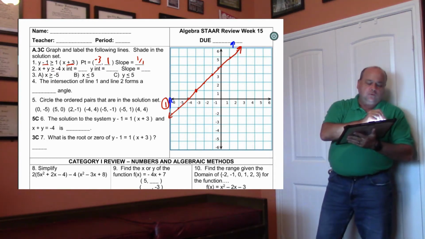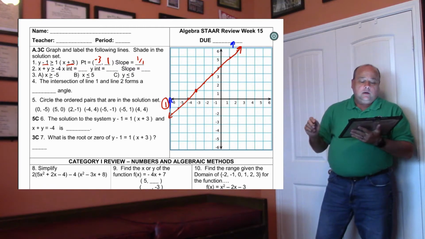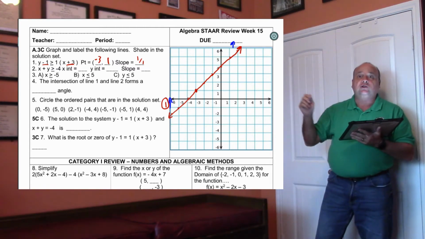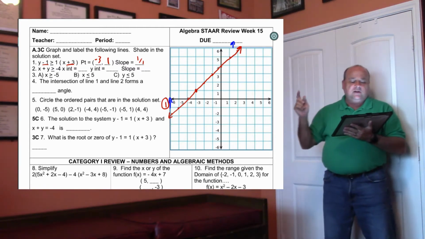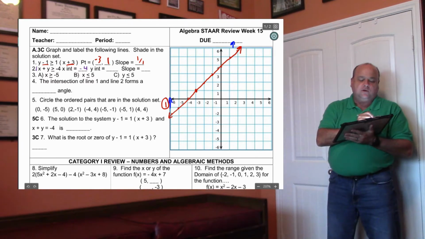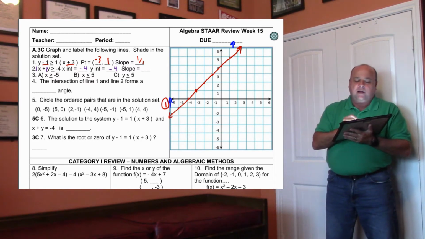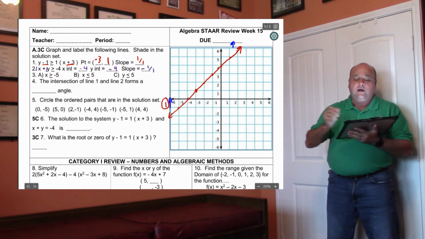Let's go to number 2. Number 2, x plus y, is also in standard form, isn't it? Okay, so the x-intercept, negative 4 divided by 1 is negative 4. The y-intercept, negative 4. Remember, there's 1's in front of here. Negative 4 divided by 1 is negative 4. And the slope is negative a over b, or negative 1 over 1, or negative 1, right?